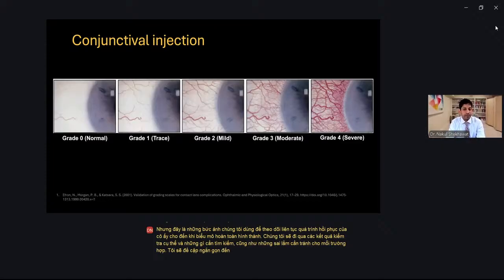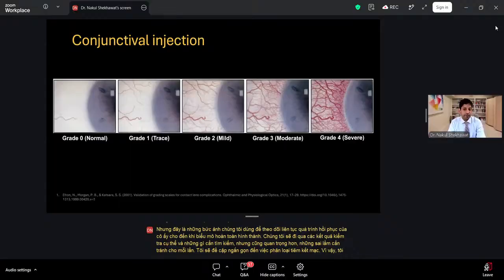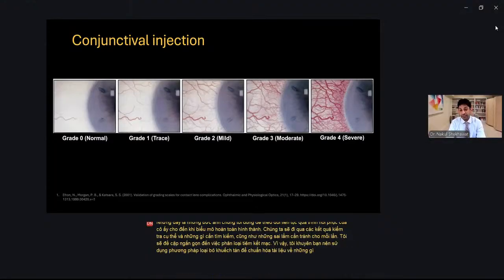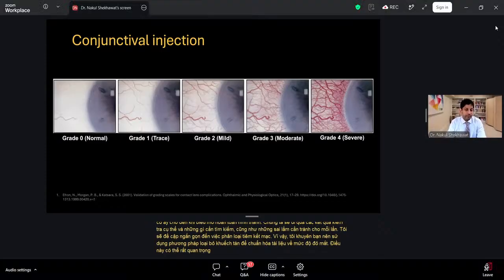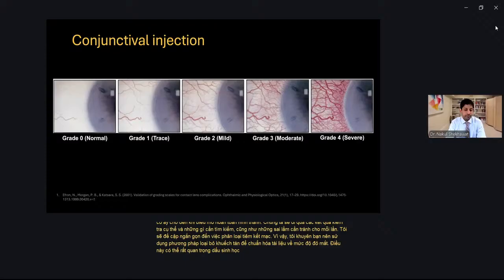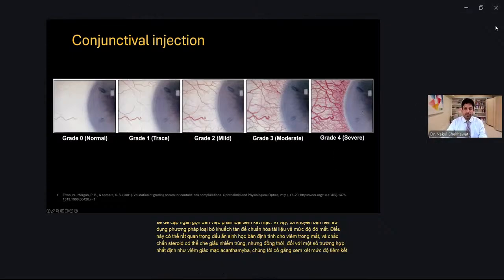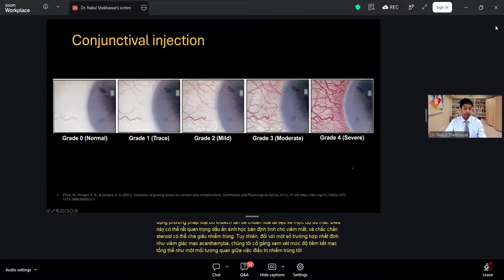So I would recommend again using diffuse illumination to standardize documentation of what's going on as far as the eye redness level, which can be a very crude, semi-qualitative biomarker for inflammation in the eye. And certainly steroids can mask infection, but at the same time, for certain cases like acanthamoebic keratitis, we do try to look at the overall level of conjunctival injection as a correlate of how well the infection is being controlled and how much inflammation there is in the eye.